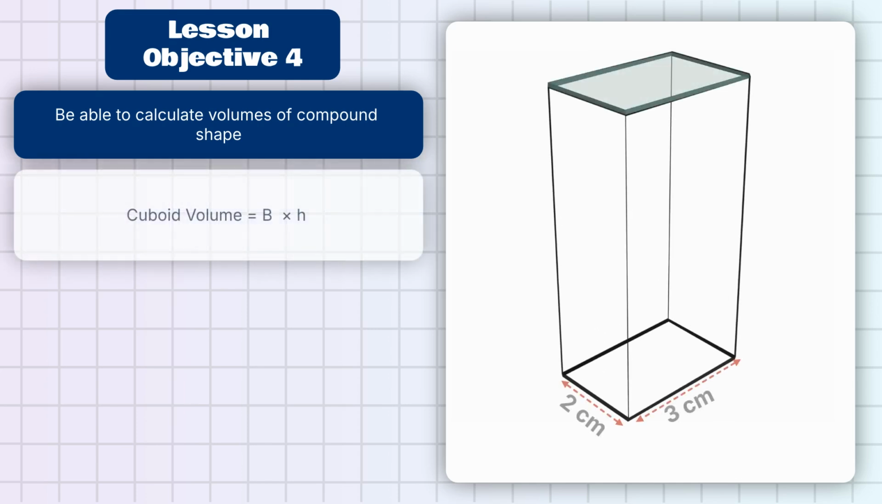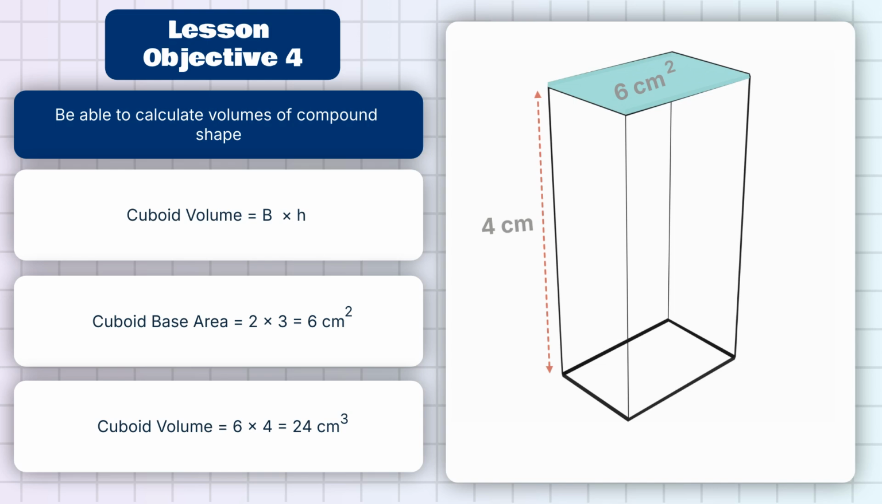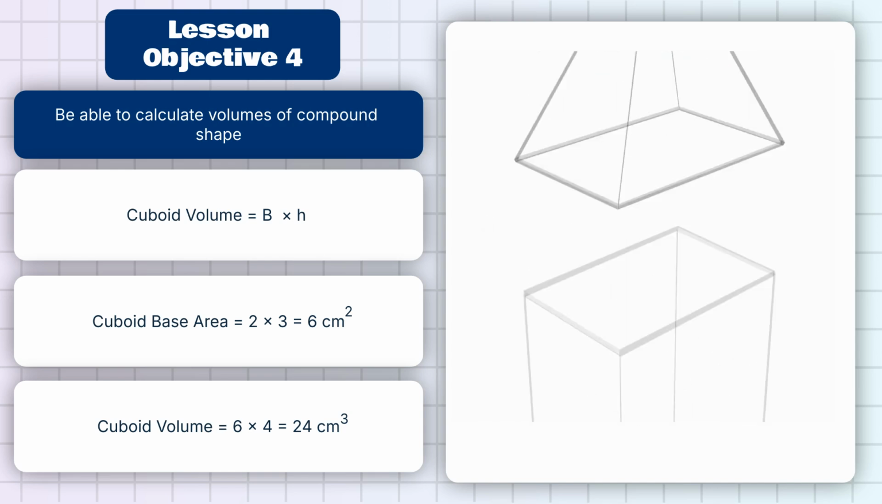We know that the volume of a cuboid is base area times height. We can calculate the base area as 2 times 3 equals 6 square centimeters. We can now multiply this by the height to give a volume of 6 times 4 equals 24 cubic centimeters.